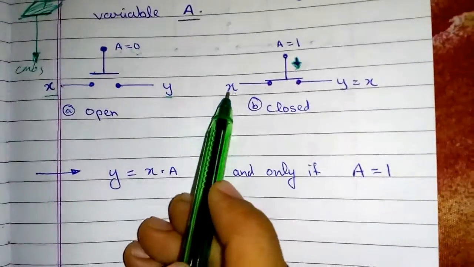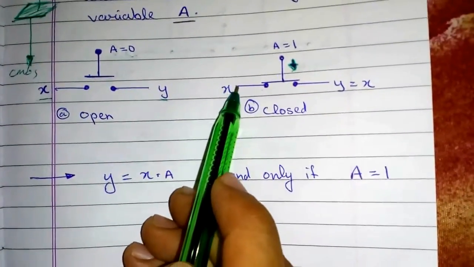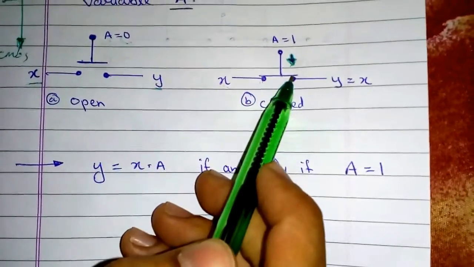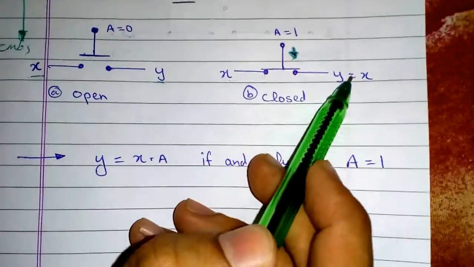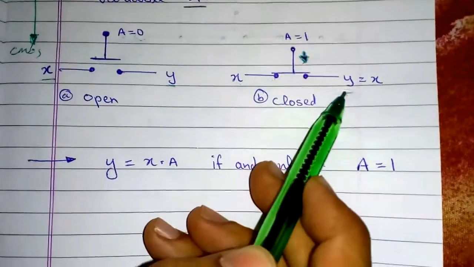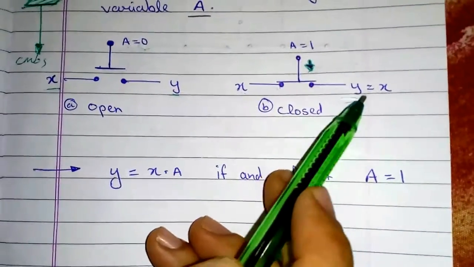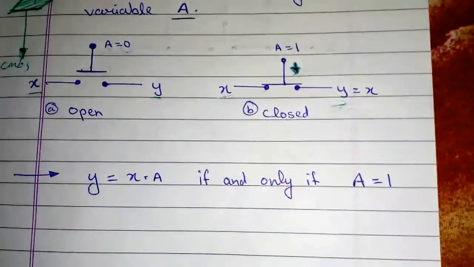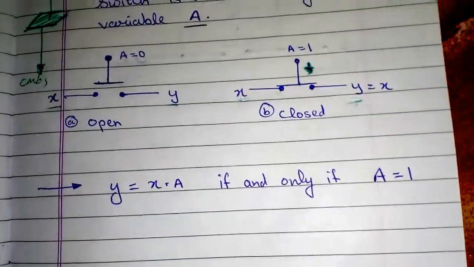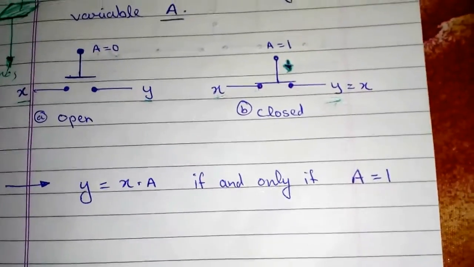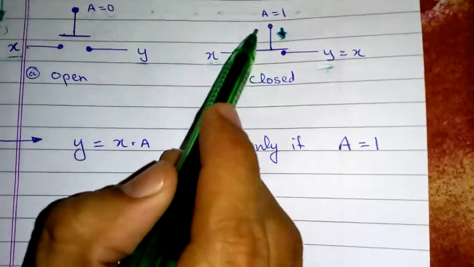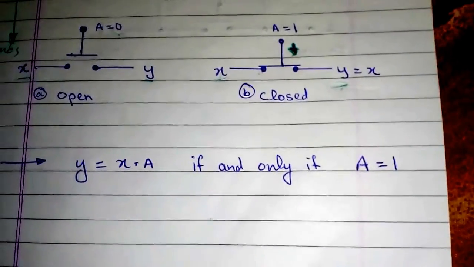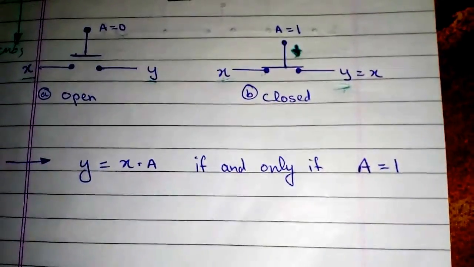So what will happen is this X will travel all the way through this wire via the switch to the other wire to the output. I can say that my output Y is now equal to the input X. So that is why I have written Y equals X. Also at this time, my control variable or the state of this switch is 1. That is, my A is equal to 1.